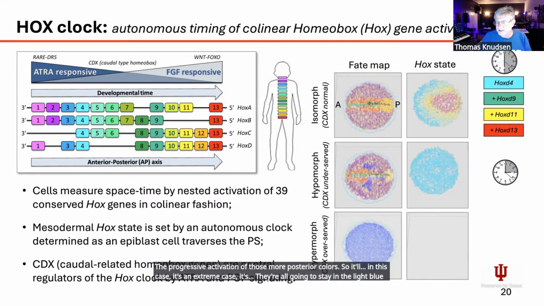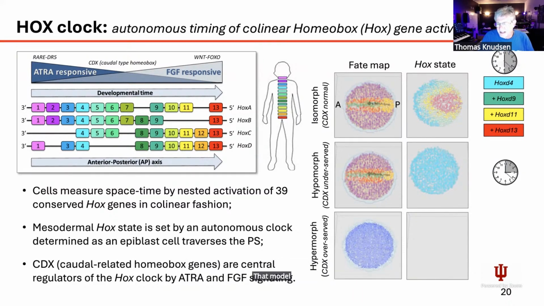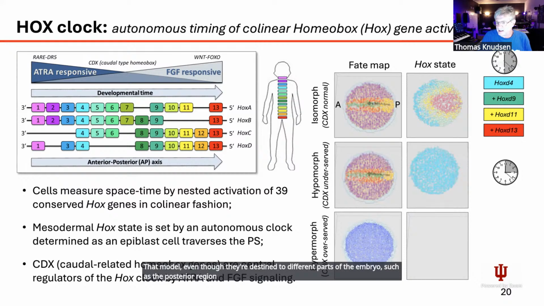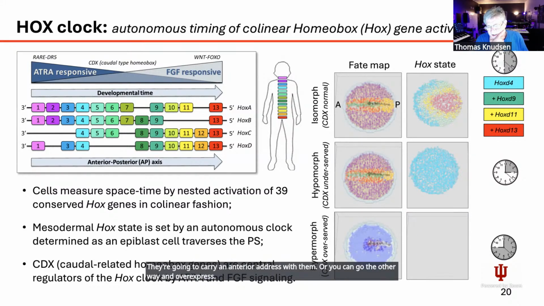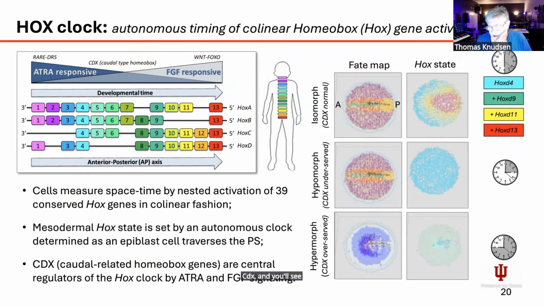So all of those mesoderm cells that come from that model, even though they're destined to different parts of the embryo, such as the posterior region, they're going to carry an anterior address with them. Or you can go the other way and overexpress CDX, and you'll see the opposite condition here now, where you have too much or too rapid a change.